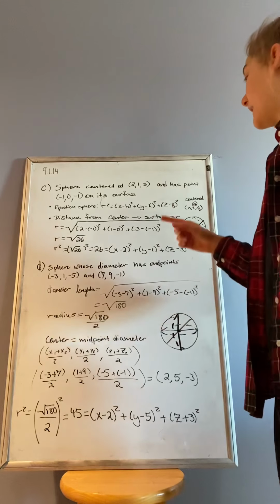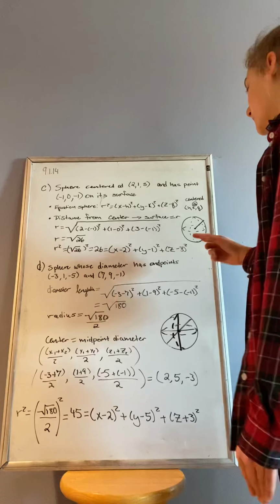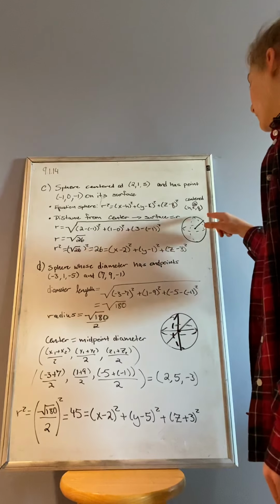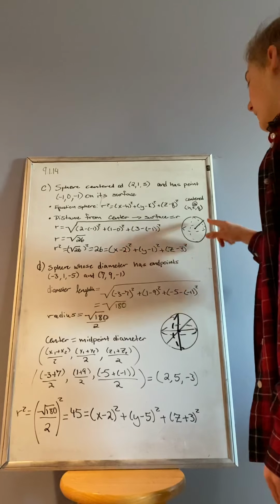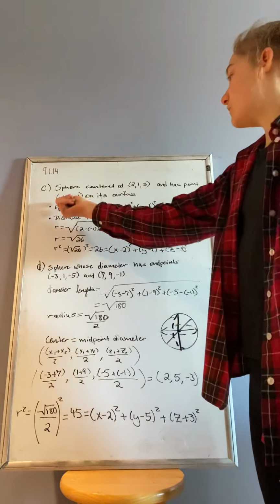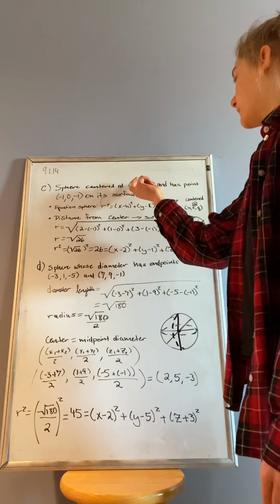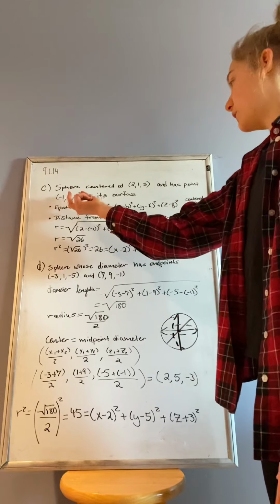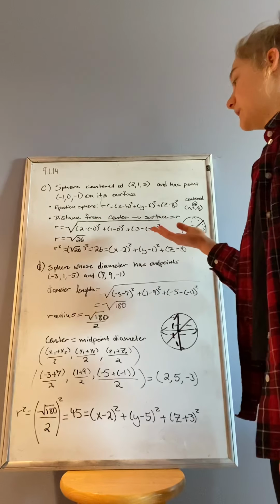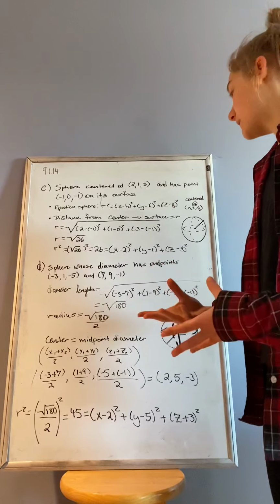So we know that the radius of our sphere is going to be the distance from our center to our surface. And it can be any point on our surface, no matter what, it's going to give us the same radius. So we can use our point provided, our sphere center and our sphere surface point, and plug it into the distance formula, and we find that our radius is the square root of 26.